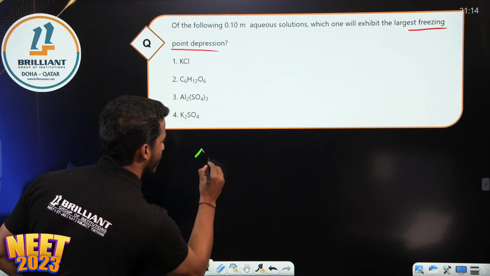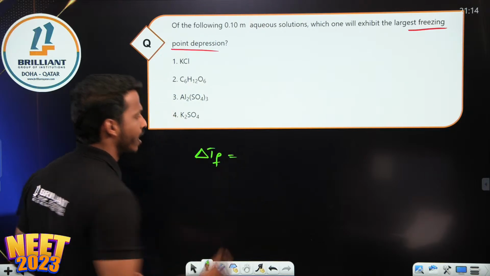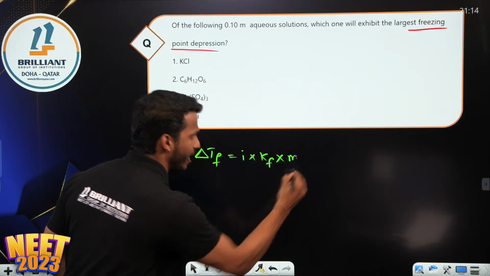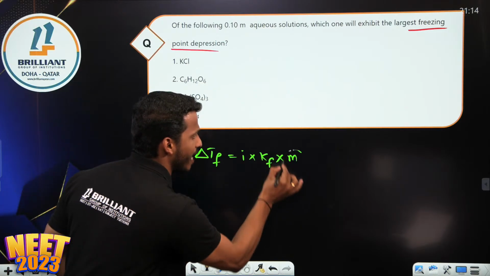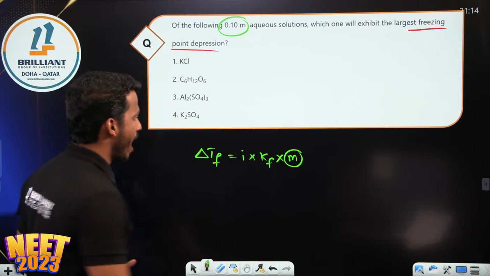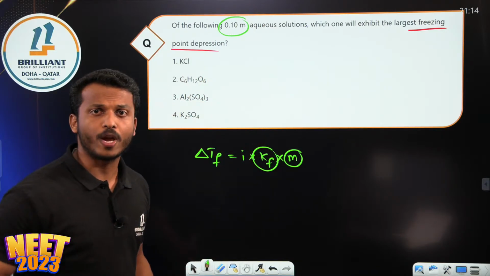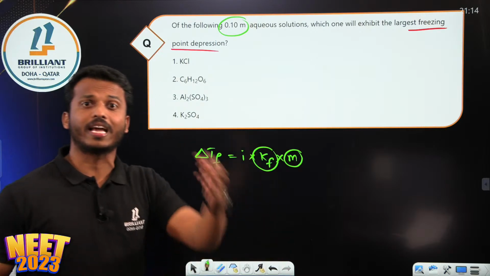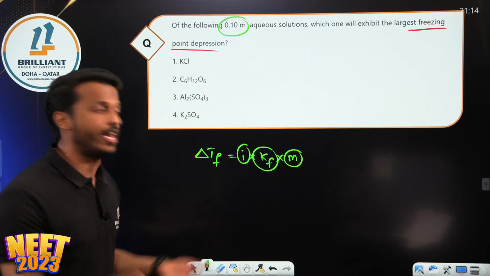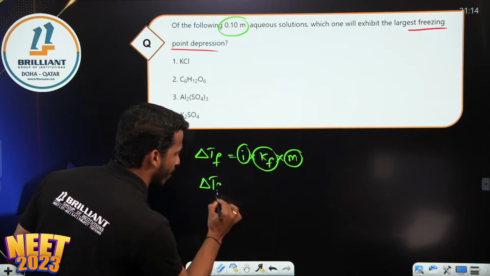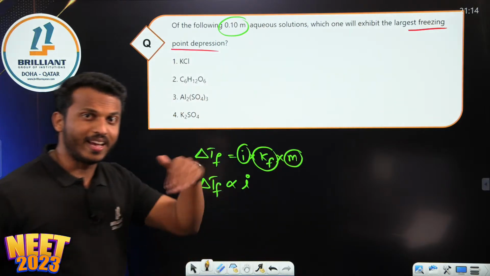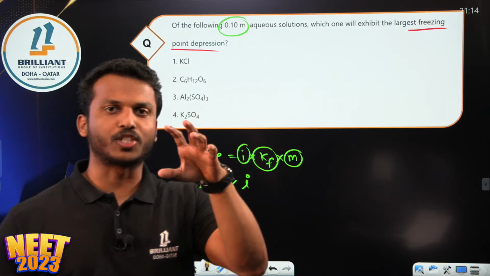You know, depression in freezing point is delta Tf, which is equal to i into Kf into molality. Dear all, molality is the same here because 0.1 molal is fixed for all the solutes. And Kf is the cryoscopic constant, which is also constant for this solution. The i value is the only variable. So delta Tf is directly proportional to i. That means the higher the i value, the higher the depression in freezing point.